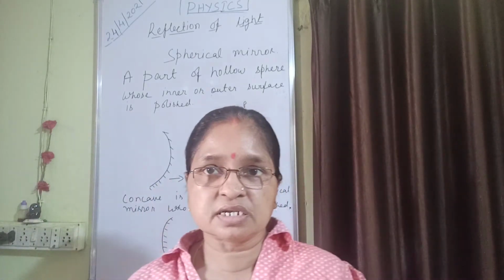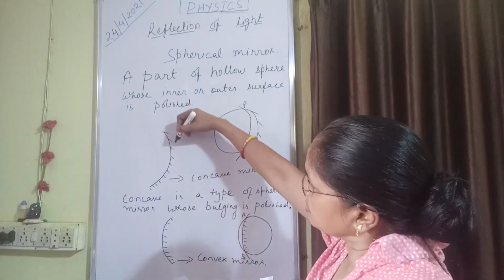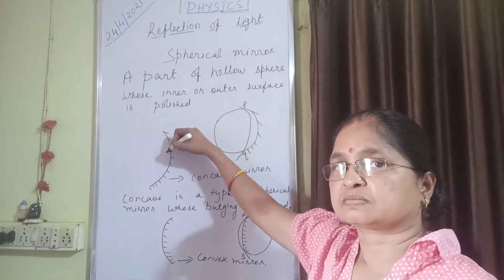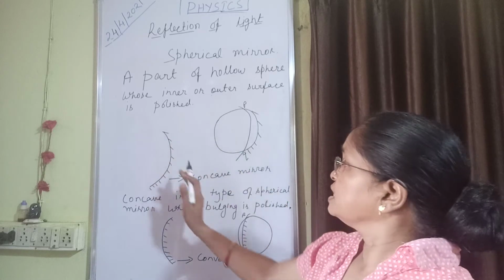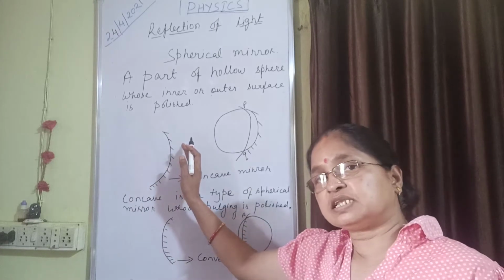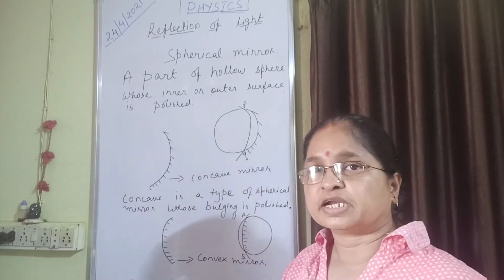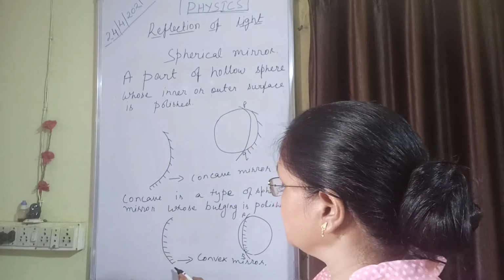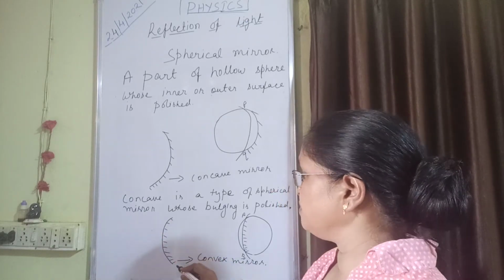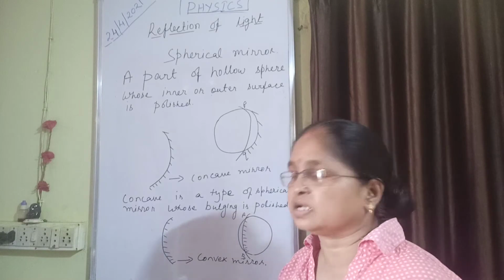One more type of definition I am telling you. You can write that concave mirror is that type of mirror whose inner part is the reflecting surface. Or concave mirror is a type of mirror whose outer part is bulging. Similarly, convex mirror is that type of mirror whose inner part is polished and whose outer part is the reflecting one. We can write like this.